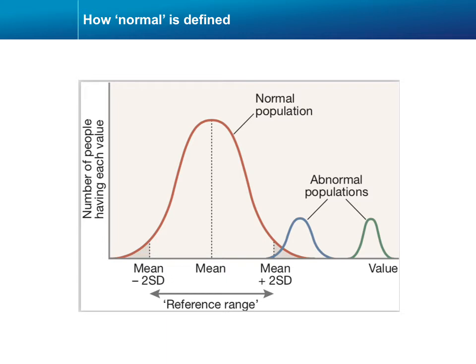Now, test results in abnormal populations, those with disease, they also have this Gaussian or normal distribution, but they have different means and different standard deviations. And in some diseases there's no overlap at all, but in others there is. And when there is, the greater the difference between the test result and the limits of the reference range, the higher the chance the person has a disease.